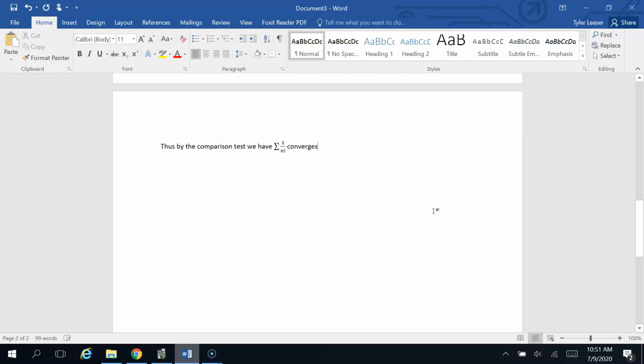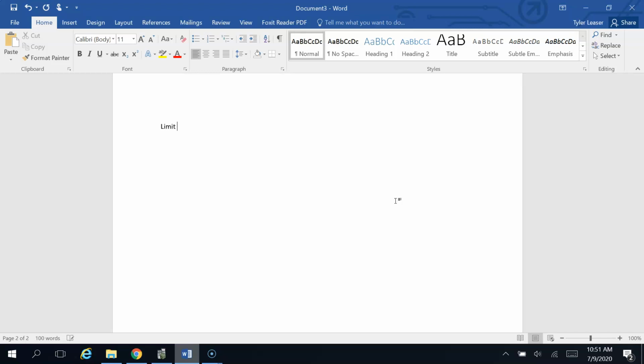Okay, so I hope that that first comparison test was pretty easy to understand. Let's look at the next kind of comparison test, which is called the limit comparison test. This one's not so straightforward. So let's write out the definition for it.